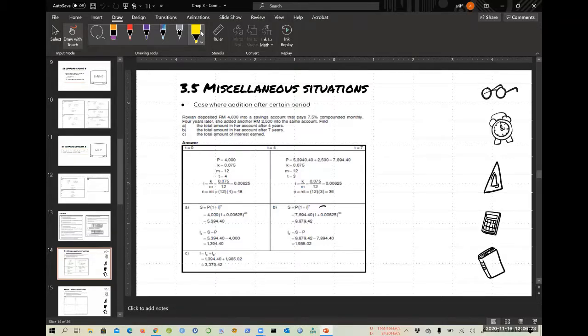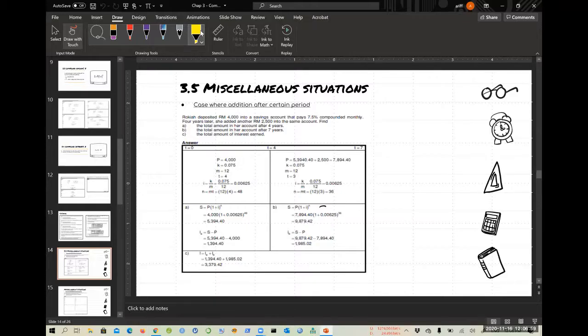So this is the situation where you start with an initial amount, but in the middle you add another amount. It can be in the form of adding some more money or withdrawing some money. There are two situations over here. This situation is similar to what you looked through during the simple interest topic discussion.